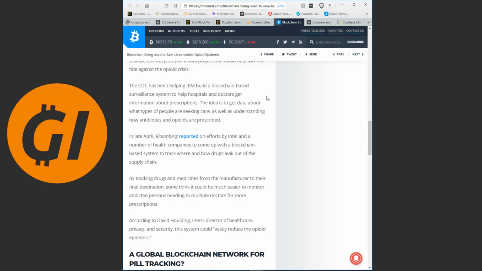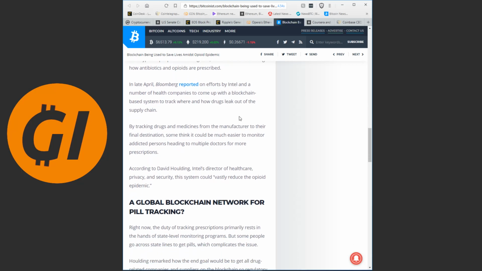The idea is to get data about what types of people are seeking care, as well as understanding how antibiotics and opioids are prescribed. In late April, Bloomberg reported on efforts by Intel and a number of health companies to come up with a blockchain-based system to track where and how drugs leak out of the supply chain. Intel, of course, also a massive tech company. If you have a computer, if you have a game console, if you have a smartphone, there is a relatively high chance that either it is powered by an Intel processor or you have had one powered by an Intel processor in the past. They are a huge company.